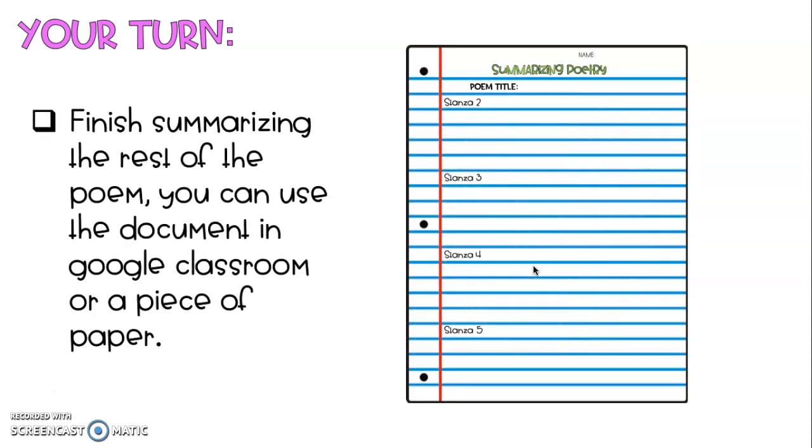Now it is your turn to read the rest of the poem and summarize the last 4 stanzas. I want you to finish summarizing the rest of the poem. You can use this document that I have placed in Google Classroom or a piece of paper. Remember, you are summarizing stanza number 2, number 3, number 4, and number 5. You may go back and watch this video if you need to hear the poem one more time. Remember to submit your work in Google Classroom as soon as you are done.